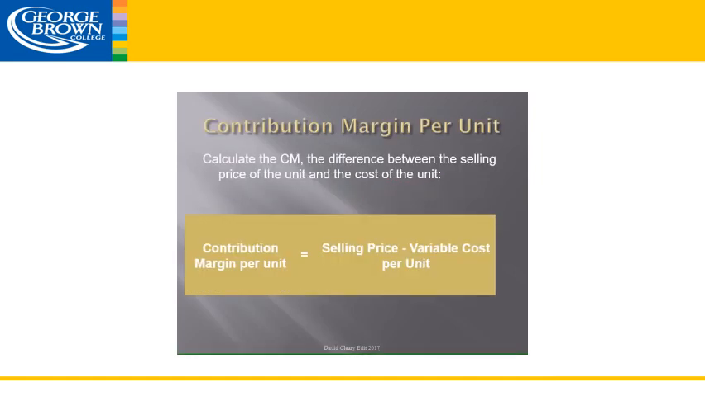We can also calculate our contribution margin per unit, and that's the amount of money left per unit that goes towards covering your fixed costs and providing for a profit. Again, this is our sales price minus our variable costs per unit. This is especially helpful when calculating your break-even points in units. So how many hot dogs do I need to sell today in order to break even? And we use our contribution margin per unit to do that.